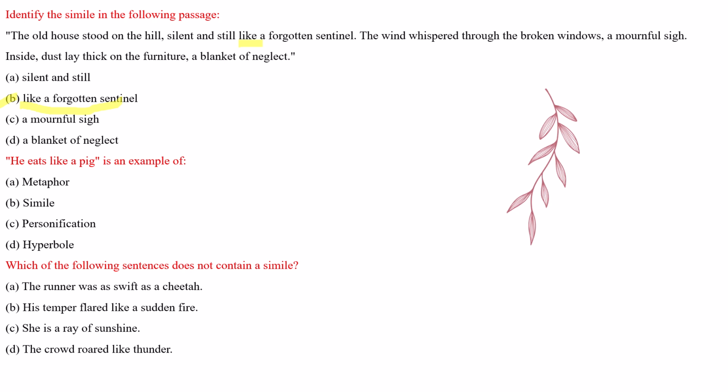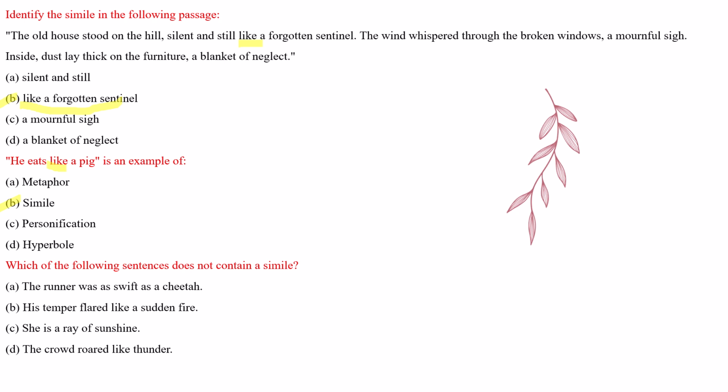Next question. He eats like a pig is an example of a metaphor. No, it's not a metaphor. In a metaphor, we do not use like. So simile is the correct answer. Comparison is made using the word like between two different things. Here, a person eating is compared to a pig. Next, personification is giving human characteristics to non-human entities. And hyperbole is exaggerated statements. So the correct answer is B.